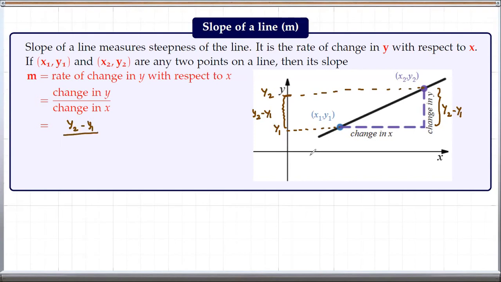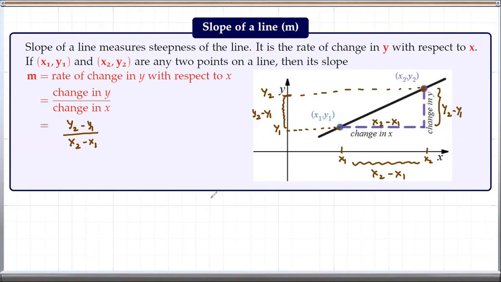And similarly, we can find change in x. Since the x coordinate of that point is x2, this would be x2 over here on the x-axis. Since the x coordinate of that one is x1, this would be x1 here on the x-axis. So that gap is x2 minus x1. That means change in x is simply x2 minus x1. So this is the slope formula, y2 minus y1 over x2 minus x1.